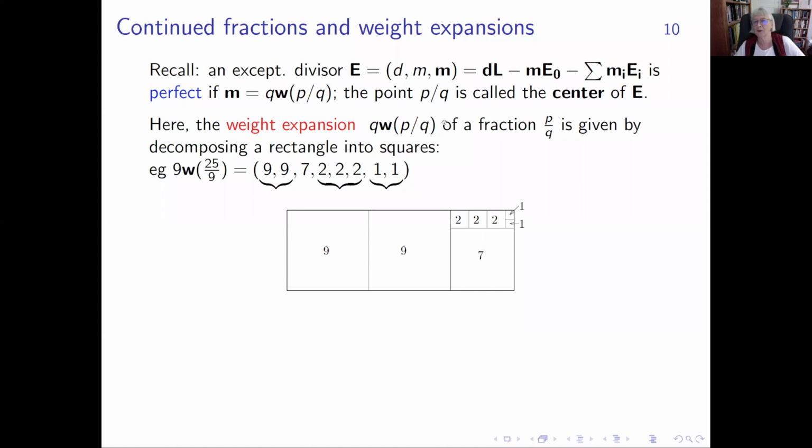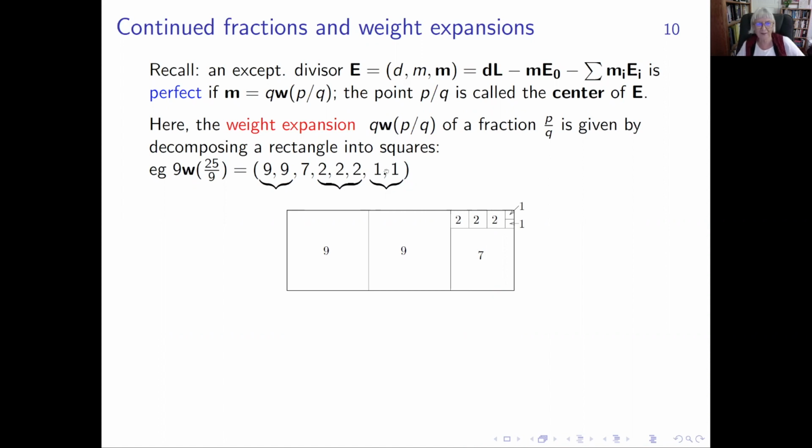And how you get the weight expansion of a fraction: you think of this fraction and you write down a rectangle. Here I've illustrated 25 over 9. So 9 is the height, that's q, and 25 is the length. You take this rectangle of height 9 and length 25, and you chop off squares, as many as you can. We can get 2 squares of size 9, leaving us 7. Then you chop off the 7, and that leaves us a 2. Then you chop off as many 2s as you can. You can get 3 2s in, and then you get 2 1s in. And that tells you the weight expansion. It's the size of these blocks: 9, 9, 7, 2, 2, 2, 1, 1.